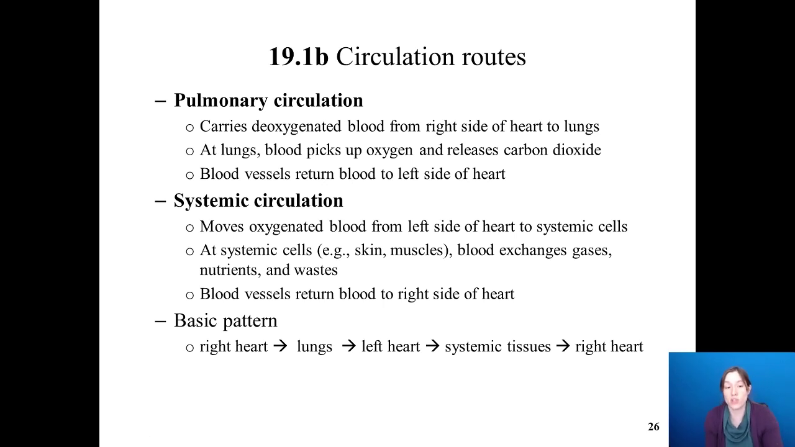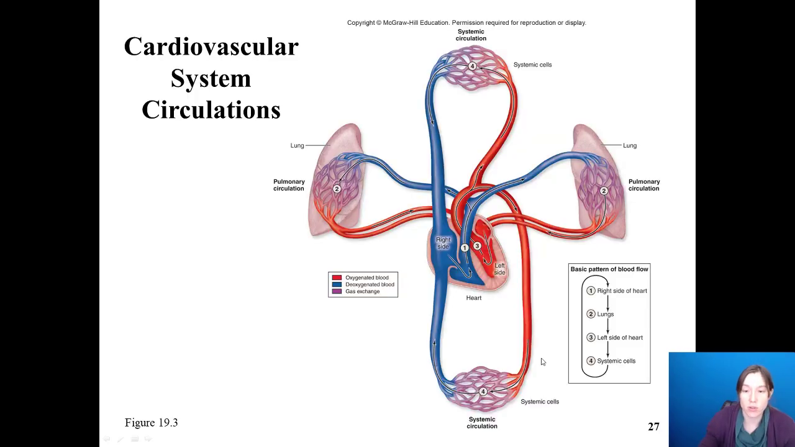Systemic circulation moves oxygenated blood from the left side of the heart to the systemic cells. So all those arteries are going to be red. At the systemic cells, exchange occurs, and then blood vessels, or veins, return the blood to the right side of the heart, and those veins will be blue. So the basic pattern is the right heart, the lungs, the left heart, the systemic tissues, and then the right heart. And we can see this in this figure 8 diagram right here.